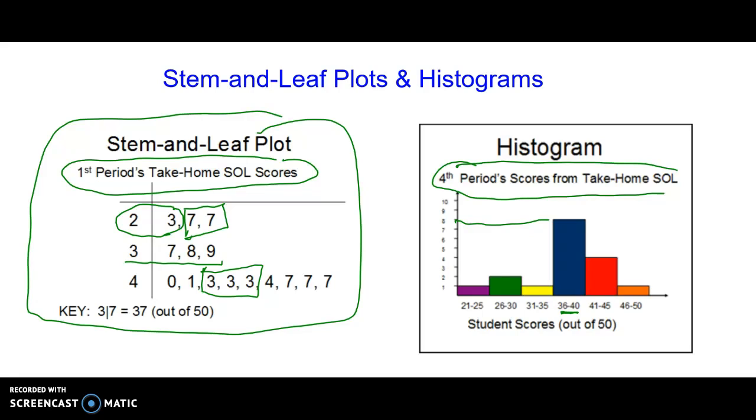So stem and leaf plots are a good way to analyze one specific group of data, whereas multiple histograms would allow you to better compare 2 different sets of data. So both stem and leaf plots and histograms allow us to see frequency, but in different ways.